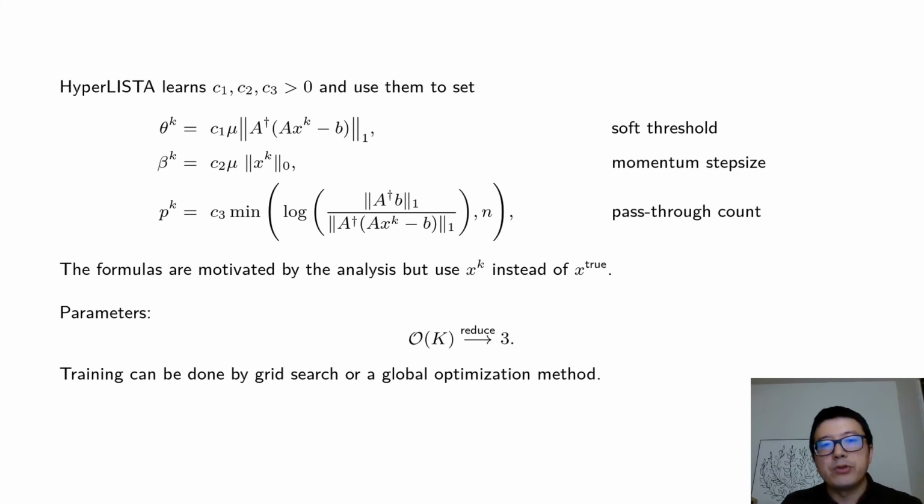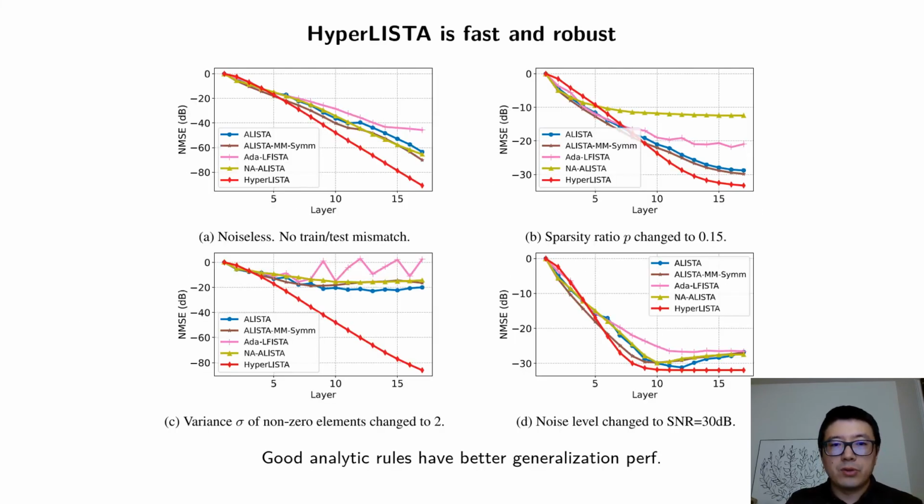So we have reduced parameters from K, from like 32 to just 3. We can do a grid search. And the results are even better than before, amazingly. In noiseless setting, where training data and test data come from the same distribution, HyperLISTA does now even better than ALISTA and some improvements of ALISTA.